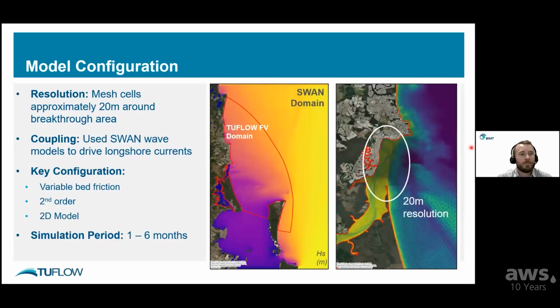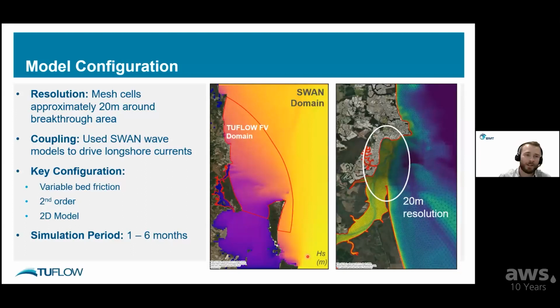So a little bit about the model. We used TUFLOW FV for all the modeling here. You can see a zoomed in shot of the mesh on the right-hand side, and we had about a 20-meter resolution of cells in the breakthrough area. We covered the cells over everything, including the deep areas as well as on the land. We coupled the model with SWAN because we needed to include longshore current in the model. This picture on the left is significant wave height, and you can see how this transforms in from the SWAN model into the TUFLOW model, with the boundary of the TUFLOW model shown in red.